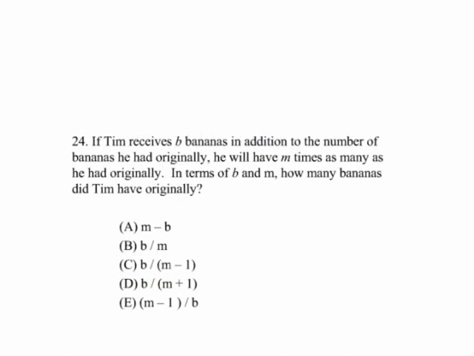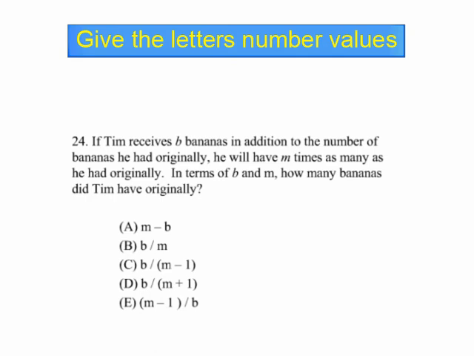This is an important problem because it's going to show us 2 things. One, it's going to show us the advantage to substituting number values for letters in an abstract problem. But secondly, it's going to show us how to handle a group and factor move that's showing up increasingly on the SAT. Okay, Tim is going to get B bananas in addition to the number of bananas he had originally, which we'll say is X. And now he's going to have M times as many as he had originally. In terms of B and M, how many did he have originally?